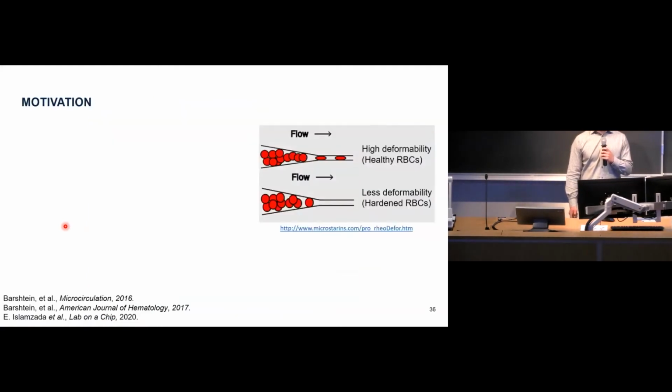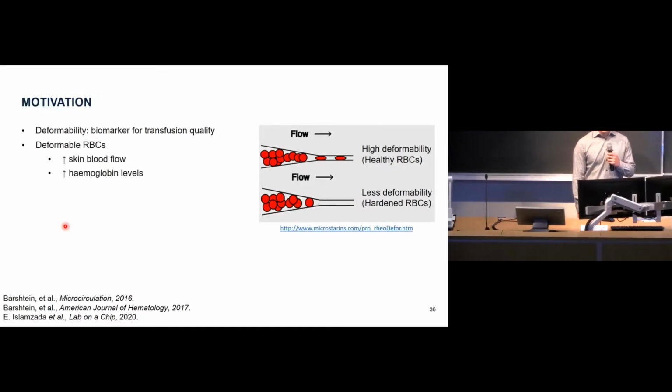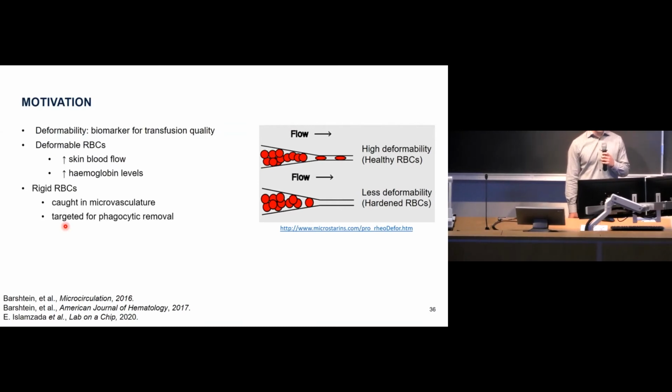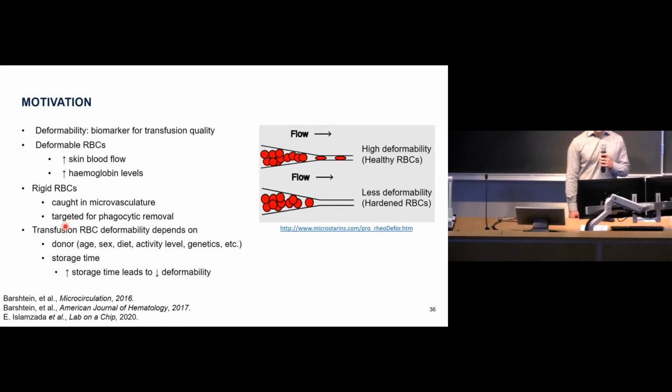So we define red blood cell deformability as a cell's ability to squeeze through the microvasculature, and it's an indication of cellular age. As such, it's a biomarker for transfusion quality. More deformable red blood cells increase skin blood flow and hemoglobin levels, whereas sufficiently rigid or sufficiently aged cells get caught in the microvasculature and are targeted for phagocytic removal.